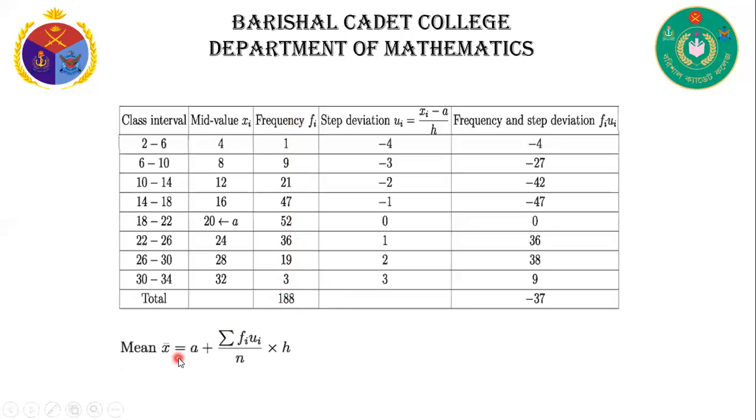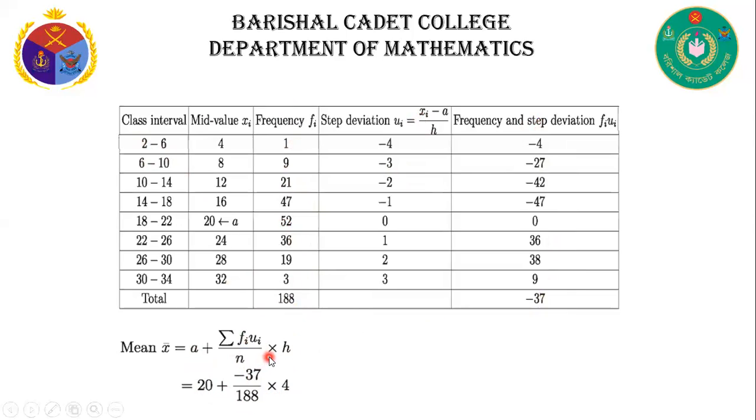We know the formula: mean x bar is equal to A plus summation of fiui by n, into h. Here A means the approximate mean, which is 20, summation of fiui is equal to minus 37, n means the sum of the frequencies, that is 188, and h means the class interval, here 4. Now putting all these values, we can write 20 plus minus 37 by 188, into 4.